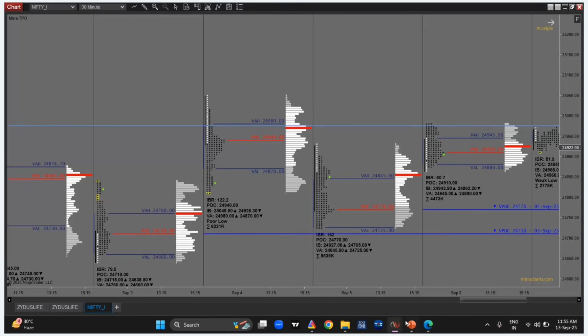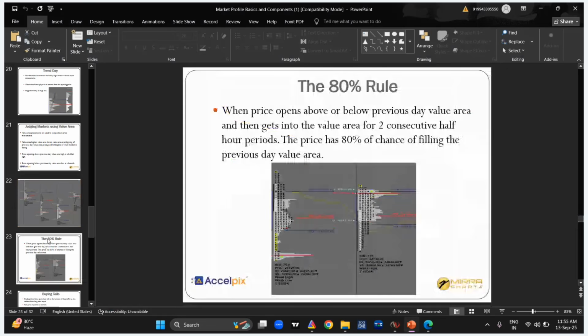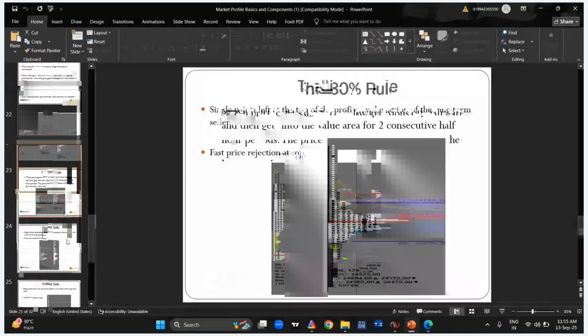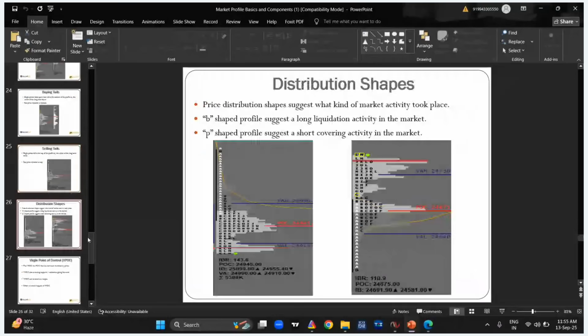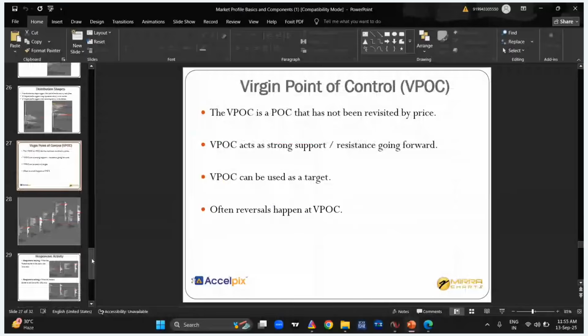And what else is remaining? Wait, these are all trade setups, which I don't have here. I will cover them in the upcoming sessions: the 80% rule, buying tails, selling tails, distribution types, P shape, B shape, how I use VPOC, what is responsive activity, what is initiative activity.